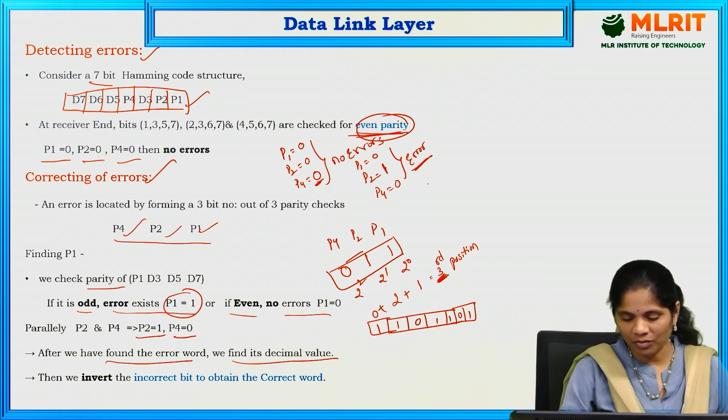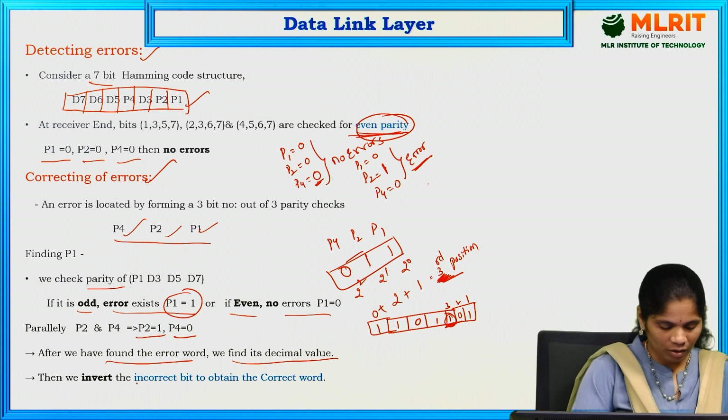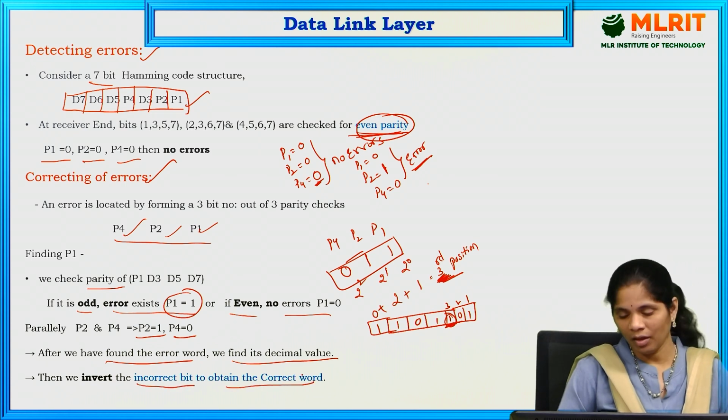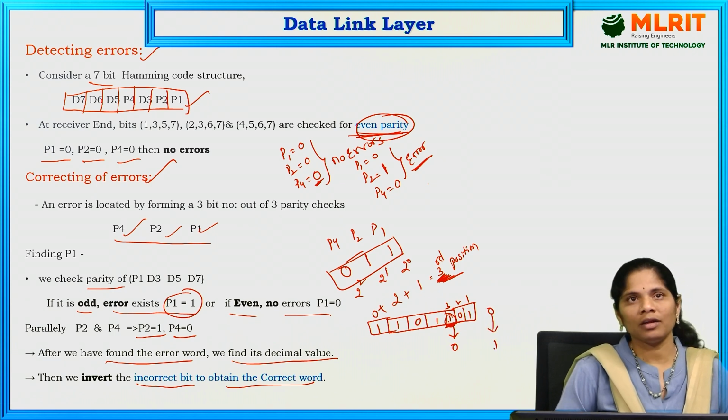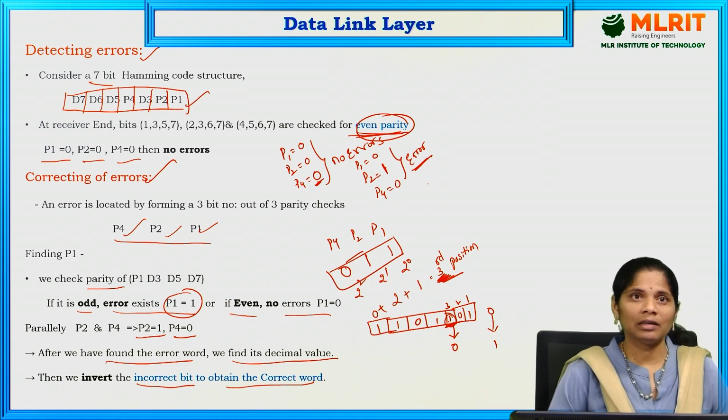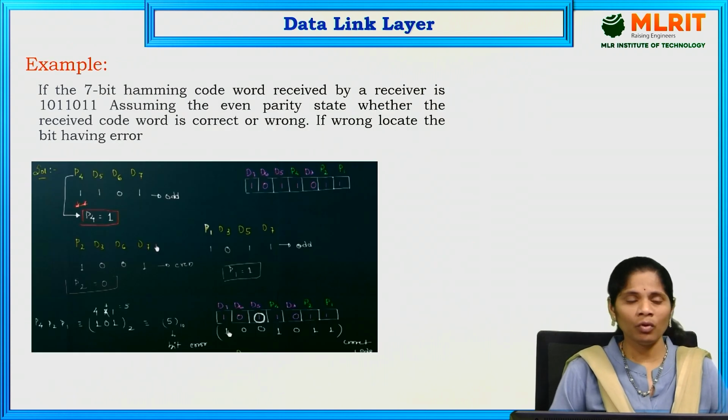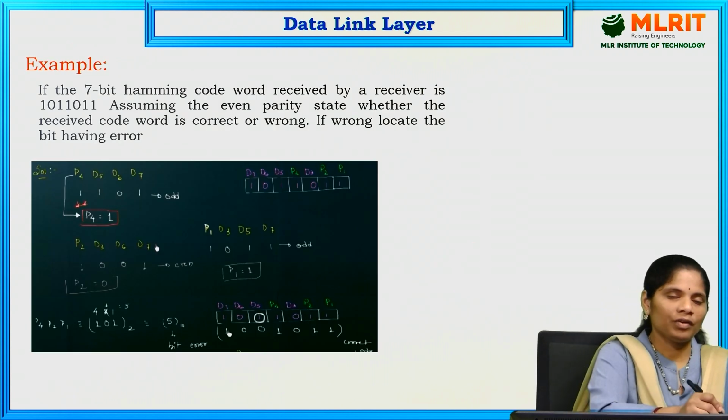Suppose the error is in the third position. We have to invert the incorrect bit to the correct bit. If 1 is there, it is inverted to 0. If 0 is there in the third position, it is inverted to 1. Like that, we correct the errors in the data link layer by using the Hamming code. This is the process of detecting the error and correcting the error in the data link layer. To understand better, we go for one example.